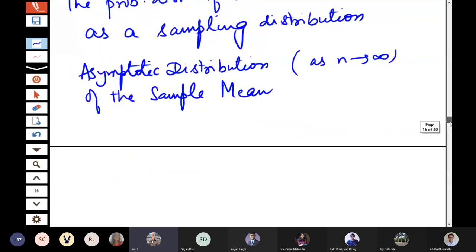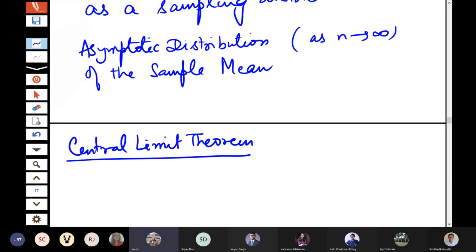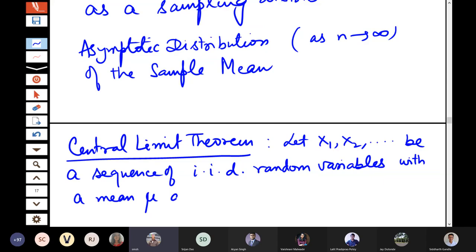Earlier I told you that the distributions of the binomial and Poisson converge to the normal distribution. Now I will specify it in a general framework: the distribution of the sample mean from any distribution also converges to the normal distribution. So let x1, x2 and so on be a sequence of independent and identically distributed random variables with a mean mu and variance sigma square.